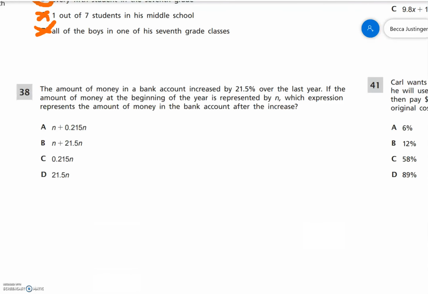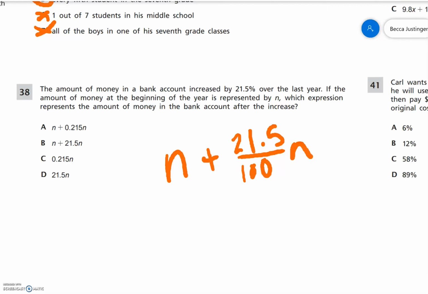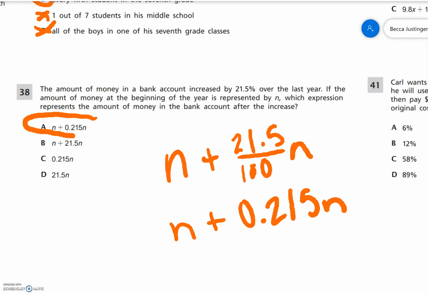38. The amount of money in a bank account increased by 21.5% over the last year. If the amount of money at the beginning of the year is represented by N, which expression represents the amount of money in the bank account after the increase? So we are increasing. We have to add that. So we start with N, and then we add 21.5%. So 21.5 divided by 100 times N. So that's going to be N plus 0.215 N, which is our answer, part A.